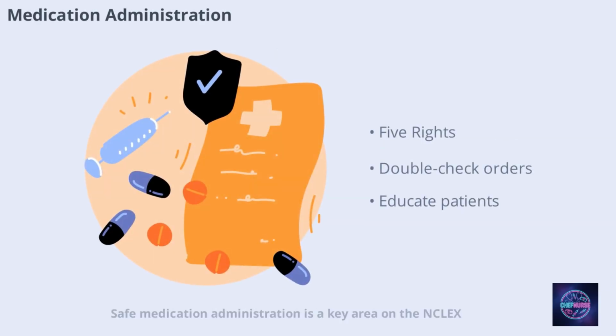Safe medication administration is a key area on the NCLEX. You'll need to know the 5 rights: right patient, right drug, right dose, right route, and right time. Questions may also cover how to handle medication errors, patient education, and special considerations for high-risk drugs. Always double-check orders and clarify any unclear instructions with the provider. Patient safety depends on your attention to detail.